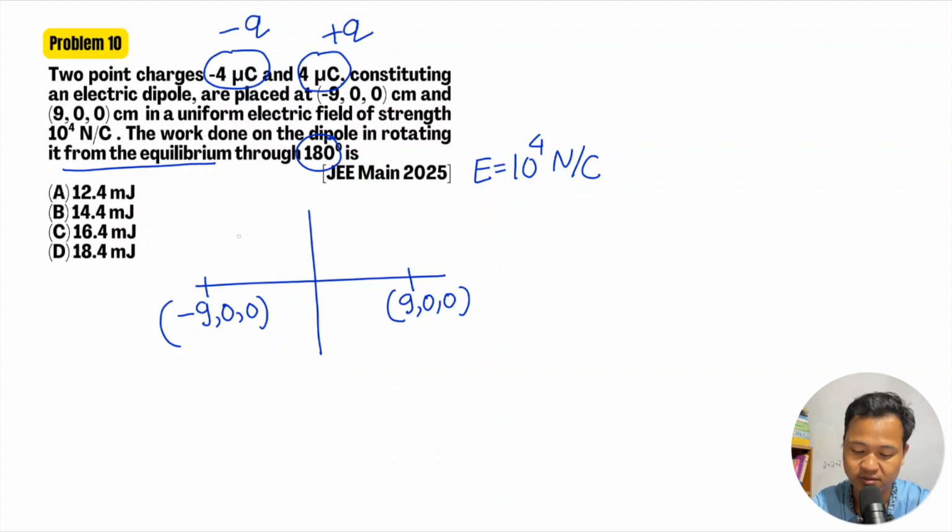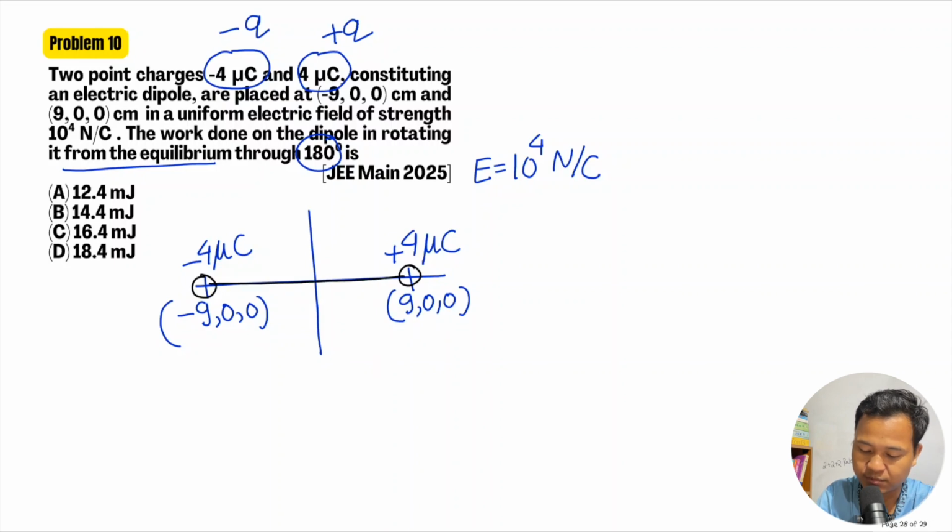Here the charges are minus 4 microcoulomb and plus 4 microcoulomb. The separation between the charges of the dipole is from minus 9 to plus 9, so 18 centimeter. So here the charge Q is 4 microcoulomb, separation is 18 centimeter. The dipole is rotated by 180 degrees from the equilibrium position.